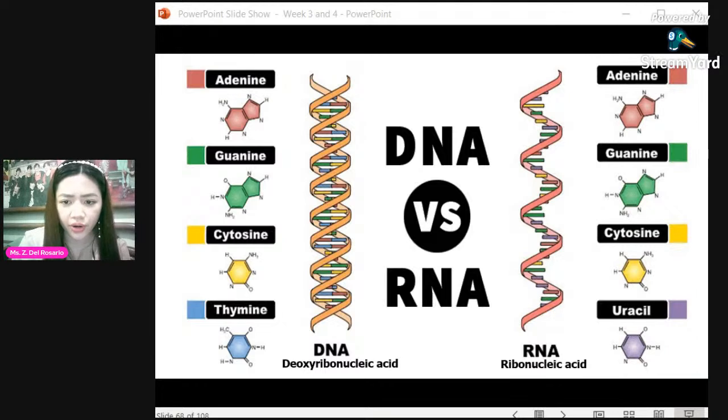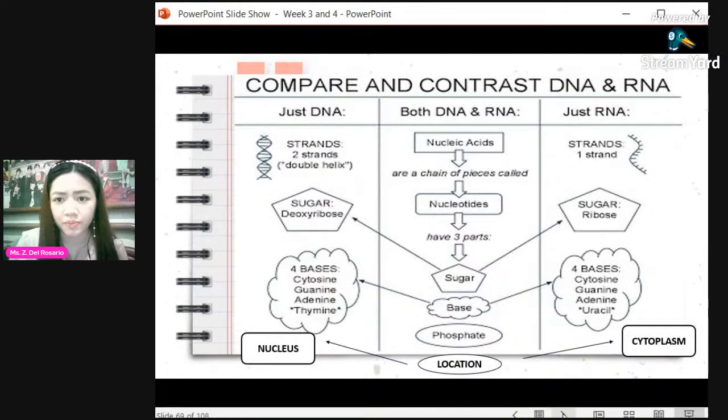DNA, of course, stands for deoxyribonucleic acid, and RNA stands for ribonucleic acid. Both of these are considered important molecules of our body, and to be able to differentiate them, we have here a table. Both DNA and RNA are nucleic acids, which have a chain of pieces called nucleotides. It has three parts: the sugar, the base, and the phosphate. If we describe the DNA, it contains two strands. That's why it's called the double helix.